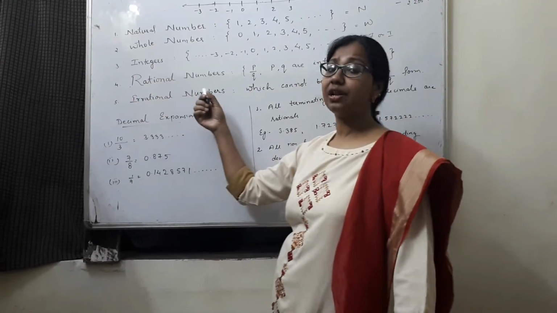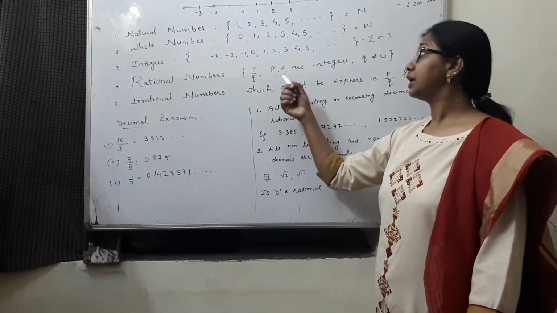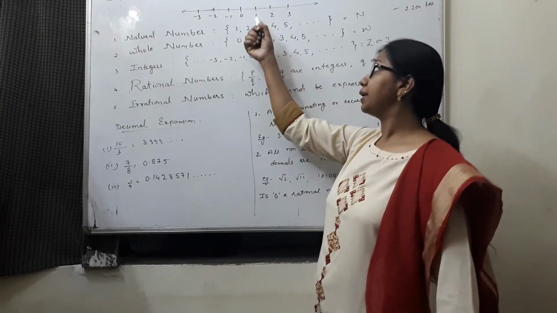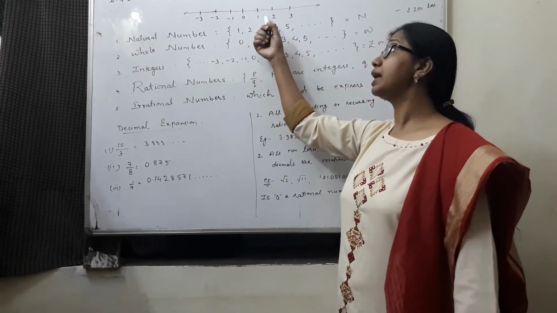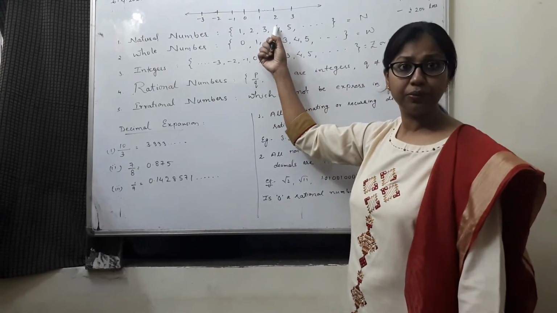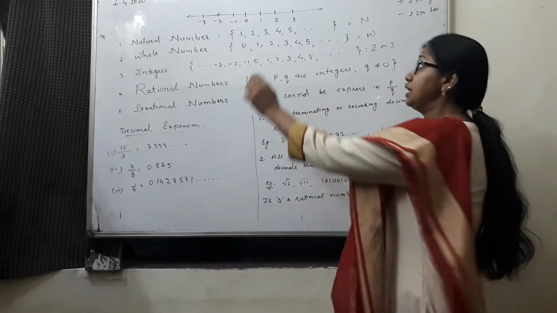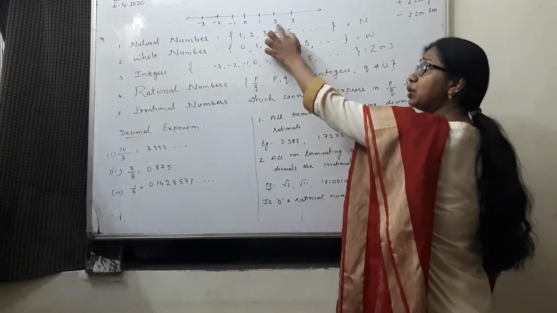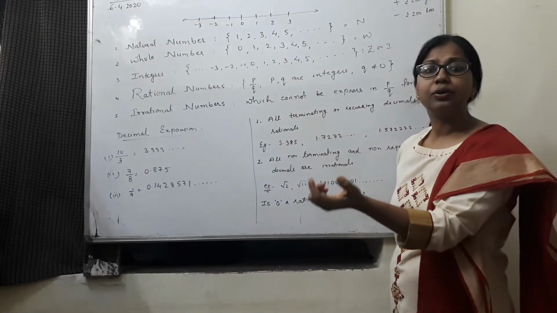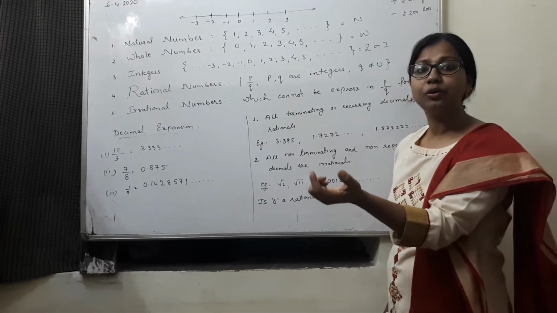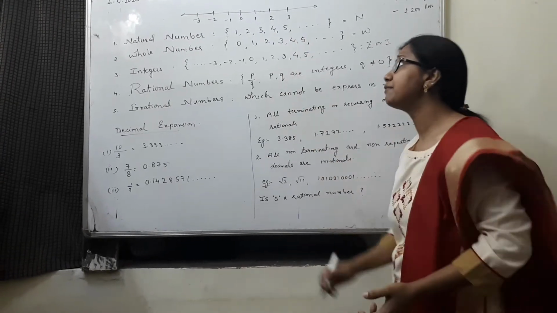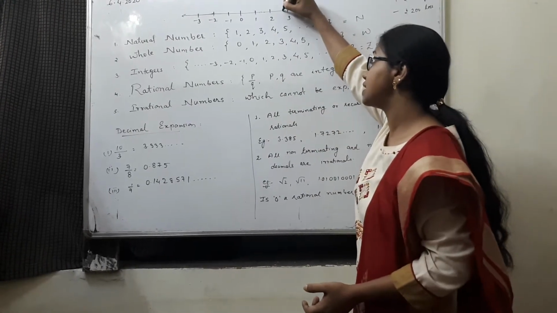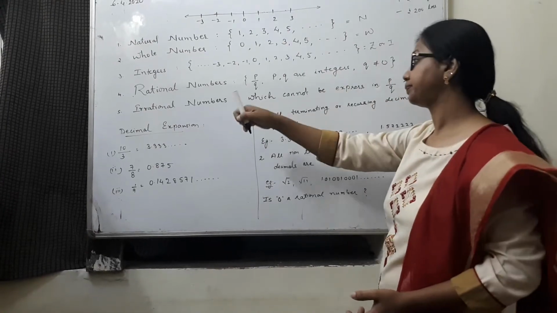Next, rational numbers. Can we get any number in between 1 and 2? Yes. There are infinitely many numbers between 1 and 2, 2 and 3. So between 2 and 3, we can get 2.1, 2.4, 2.8, 2.9538. This type of number, where will we represent it? Obviously between 2 and 3.